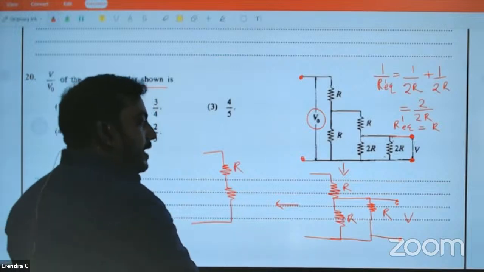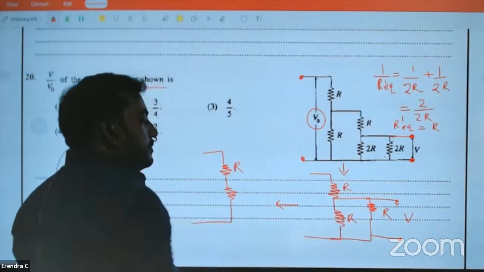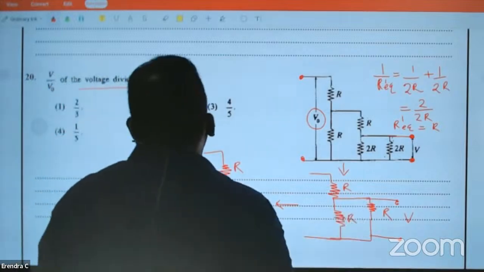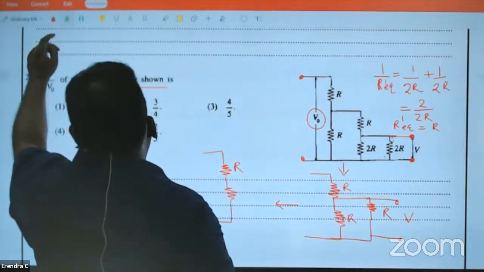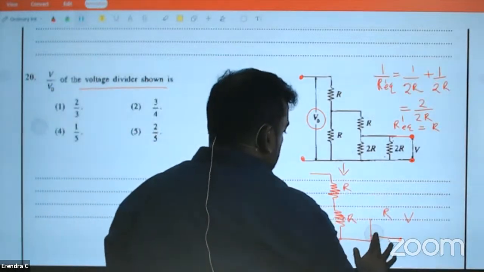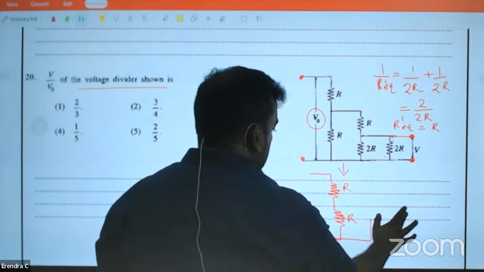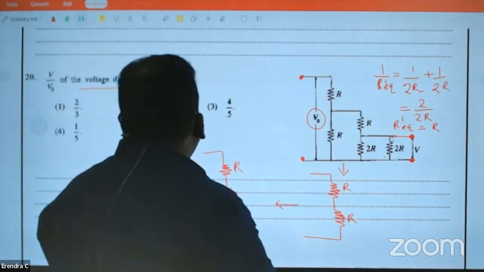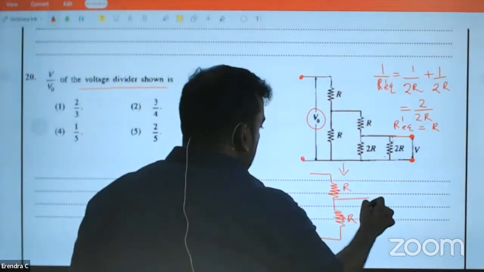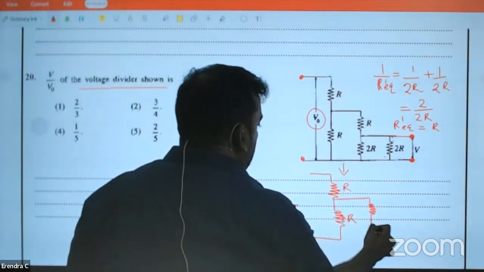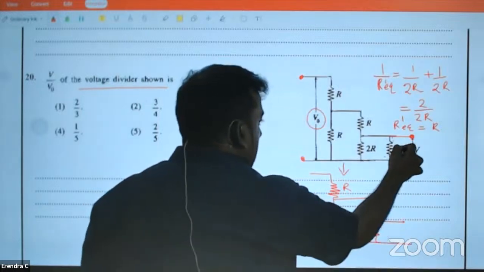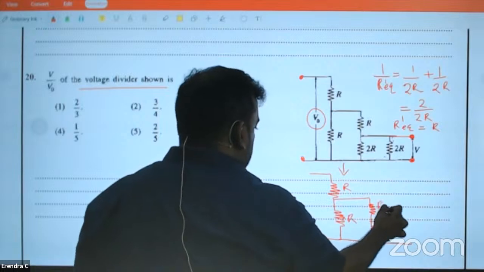Parallel means here R. How do you get the equivalent? R and R. Oh, I'm sorry, I forgot to put one part. So here there is another pathway, resistance R. This here. 2R, R will be R here. Right.